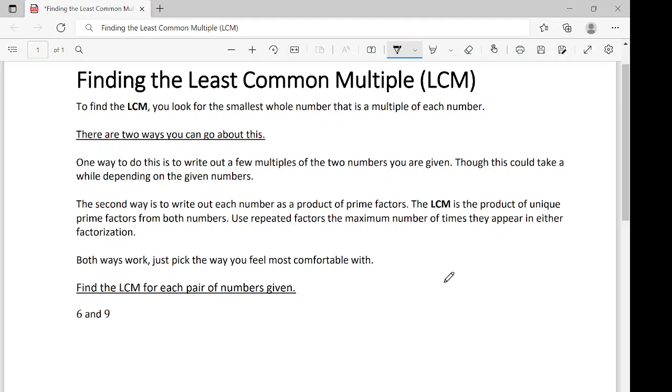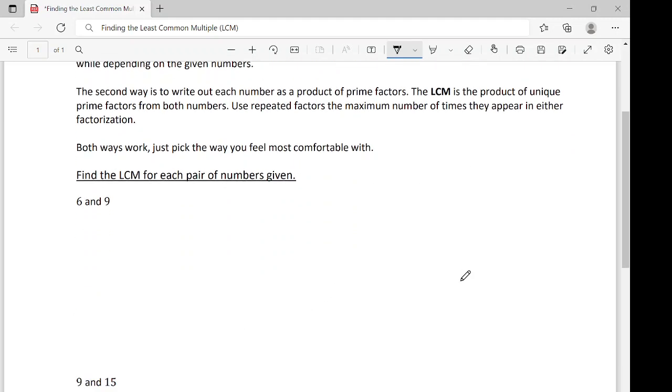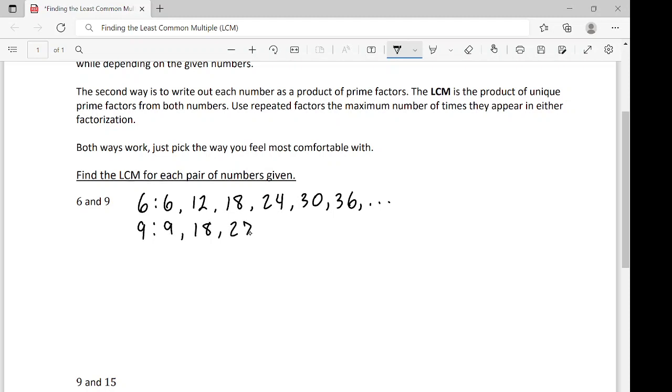So we're going to find the LCM for 6 and 9 first. When we look at 6 and 9, I'm going to just write out some multiples of it. So we have 6, 12, 18, 24, 30, 36, and so on. I can always go on further if need be. 9 is 9, 18, 27, 36, 45, and so on.